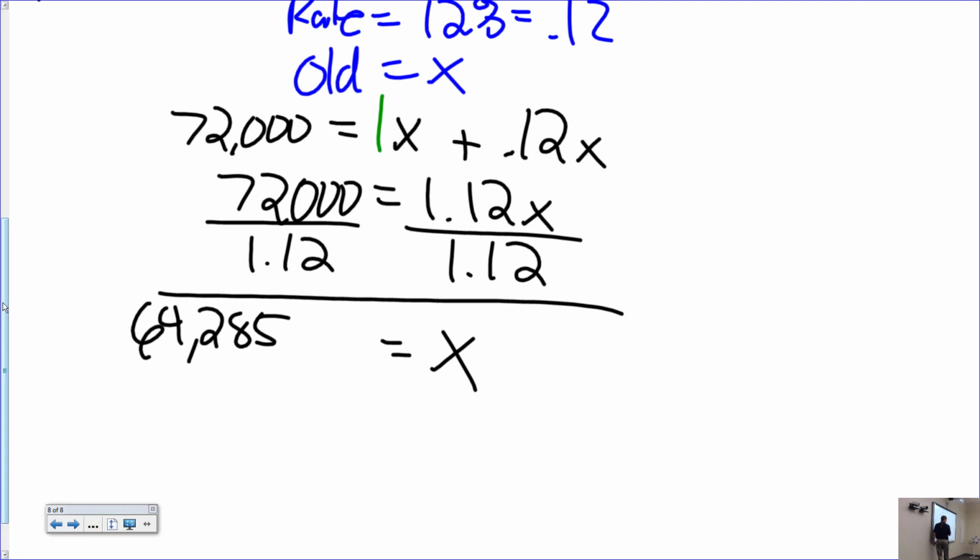64,285.71 cents, and 71 cents. Please round the pennies correctly. Since it's money, you know where to round this one at. Okay? All right? So note, folks, you do not get the answer by taking 12% of 72,000 and subtracting.